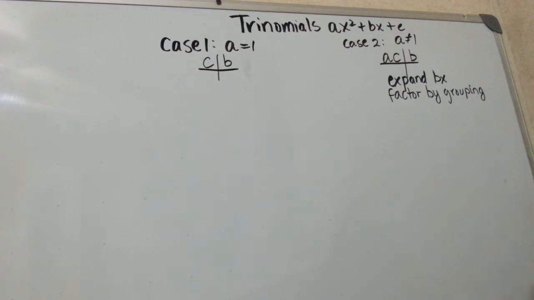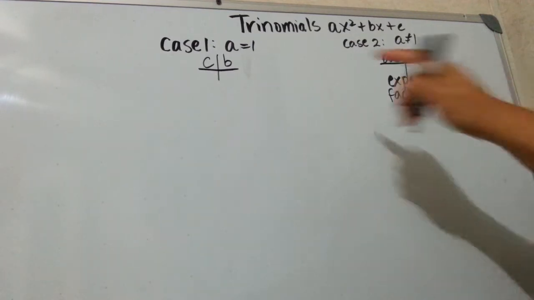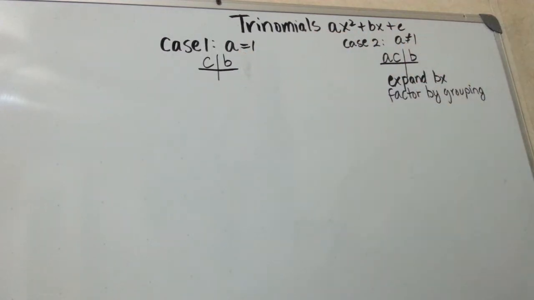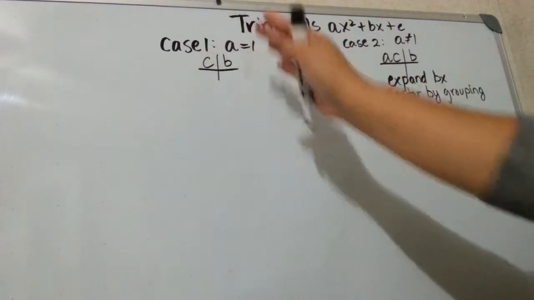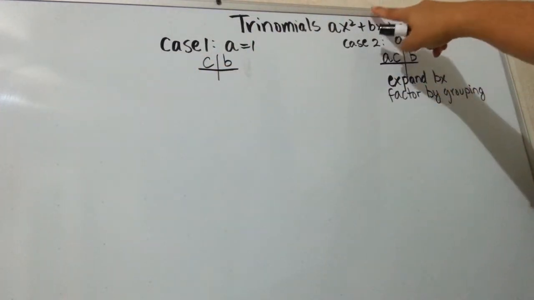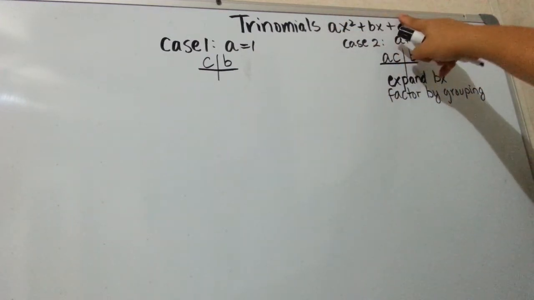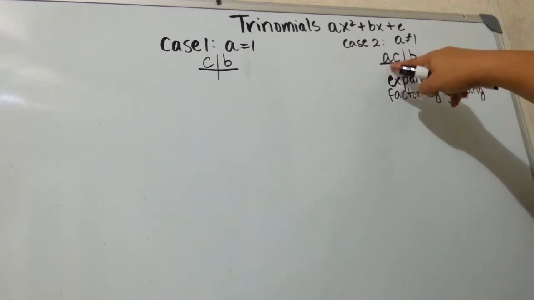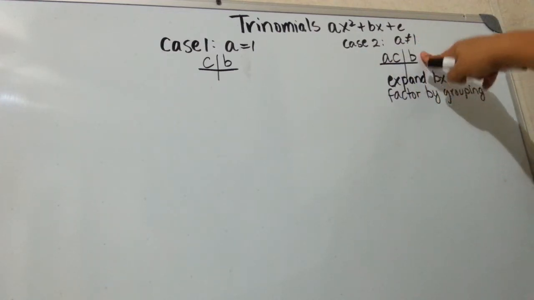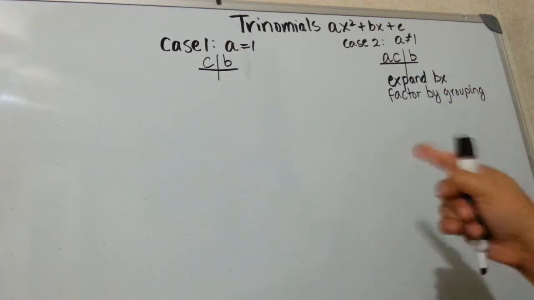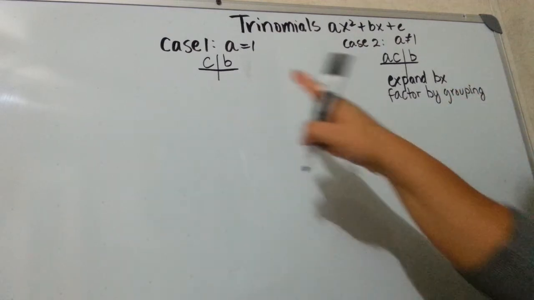Alright, for trinomials that are of the form ax squared plus bx plus c, you can really think of them as being case 1 and case 2. In case 1, the leading coefficient equals 1. And in case 2, the leading coefficient doesn't equal 1. For case 1, you just need 2 numbers that multiply to the constant and add up to the middle term. And for case 2, you got to multiply a times c. And you need 2 numbers that give you that same value and add up to the middle term. And then we got to expand the middle and then factor by grouping. But this is best taught by showing you how to do it. So let me give you an example of this one.